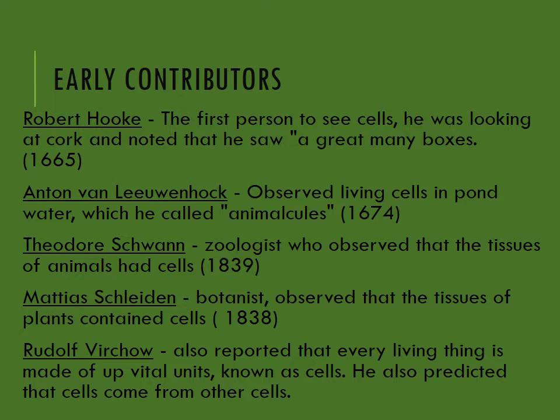One sometimes seldom credited person is also Rudolf Virchow. Virchow was a German scientist. He also reported that every living thing is made of cells, a vital unit known as cells. He also predicted that cells come from other cells. So Virchow is credited with several very important discoveries. His most widely known scientific contribution is to the cell theory, which we're going to talk about shortly, which is built on the work of Theodore Schwann.